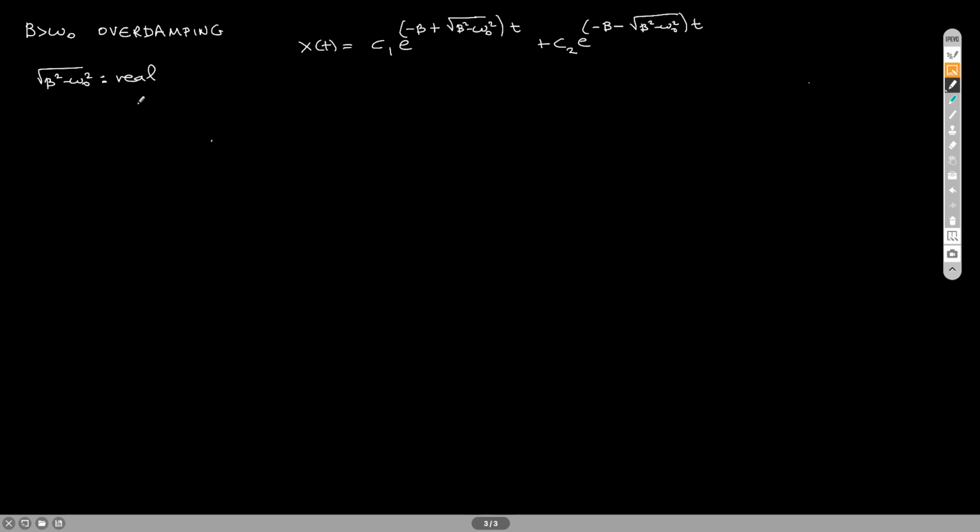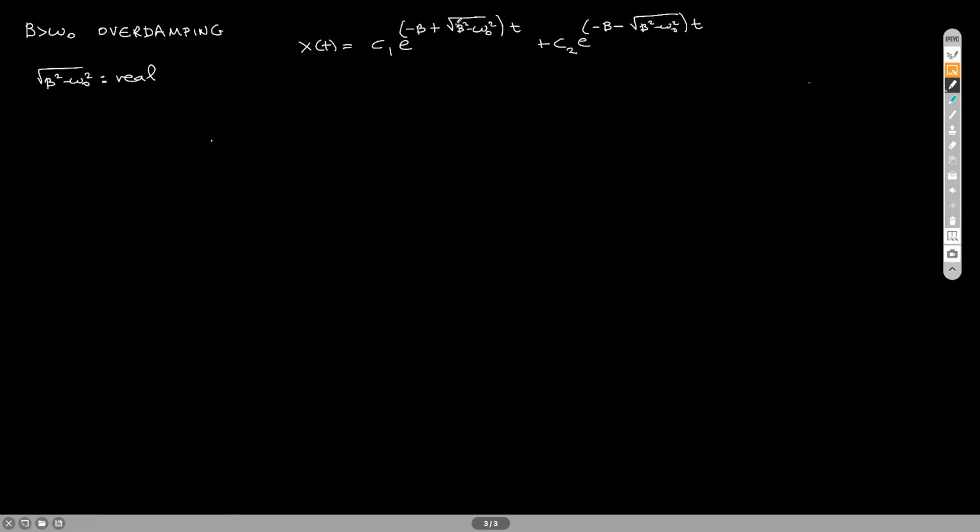In this video, we'll talk about the case where the damping parameter zeta is greater than omega naught, and we call this case overdamping. Now, if zeta is greater than omega naught, then I know that zeta squared minus omega naught squared is a positive number, which means the square root of this difference will give me a real number. And this is in contrast with what I got when I had underdamping.